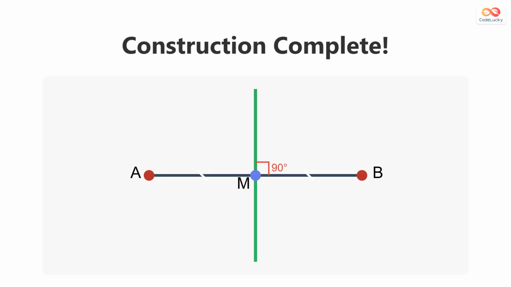And there you have it. The new line you have drawn does two things. It is perpendicular to segment AB, forming a 90-degree angle, and it bisects segment AB. The point where the two lines meet is the exact midpoint of the original segment, which we can call M.